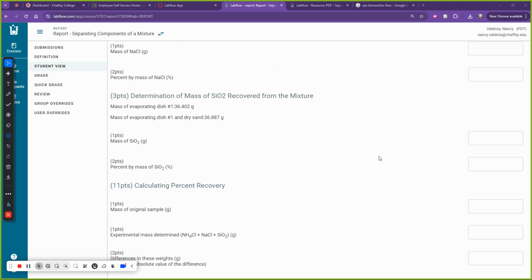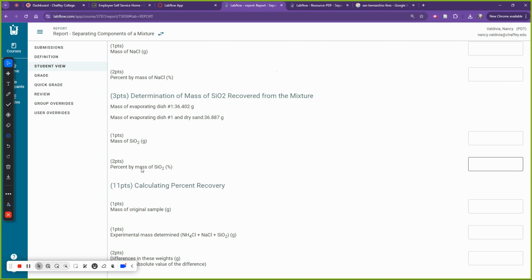All right, after you put in your information, you find out what's what. So we've got the mass of the evaporating dish and sand. Then you're just going to subtract these two and you end up with your sand. Sand is actually silicon dioxide, so that's something neat to know. So you've got your silicon dioxide mass right here.